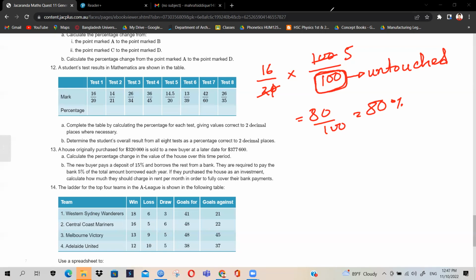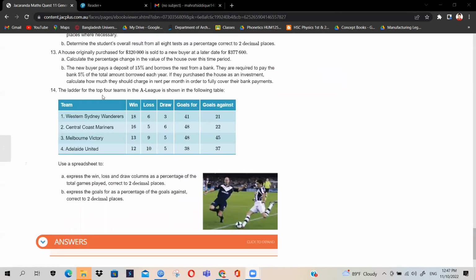Next one, Western Sydney Wanderers. Data for the top 4 teams in the A League is shown in the following table. Western Sydney Wanderers: 18 wins, 6 losses, 3 draws, goals for 41, goals against 21. Central Coast Mariners: 16 wins, 5 losses, 3 draws, 48-22. What do I have to do? Express the win, loss, and draw columns as a percentage of the total.